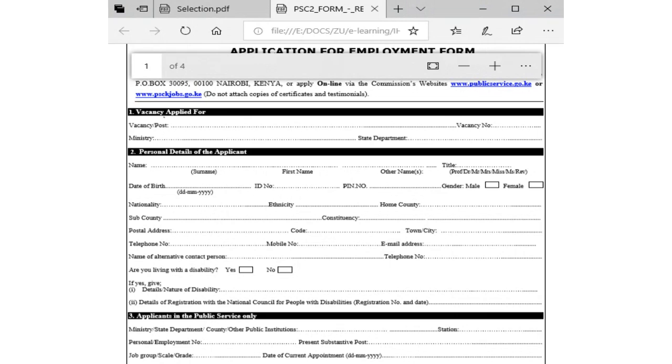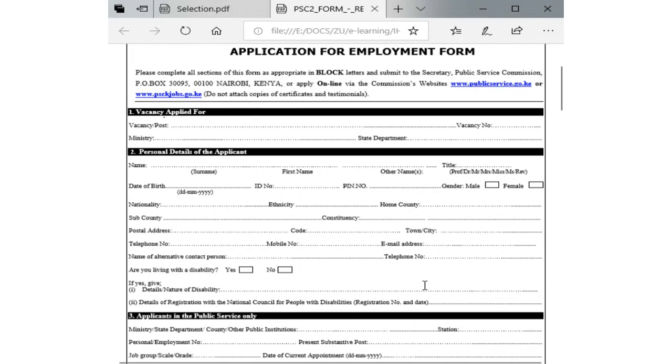Thank you, Najib. Welcome. Thank you, Najib, for muting. So moving on to the application form. Just giving an example of an application form.